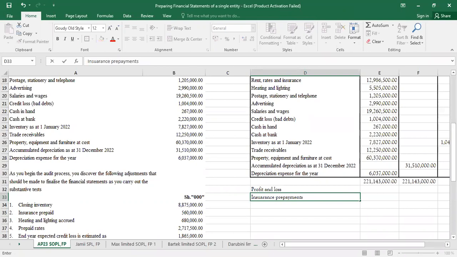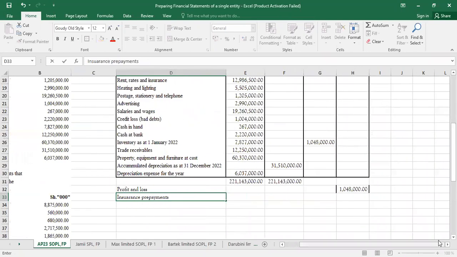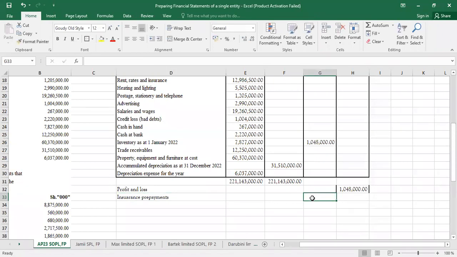So we are still under the adjustment columns. Insurance prepayments are like assets. I told you assets have a debit. You remember this one is our debit, this one is our credit. So here equals the 560.